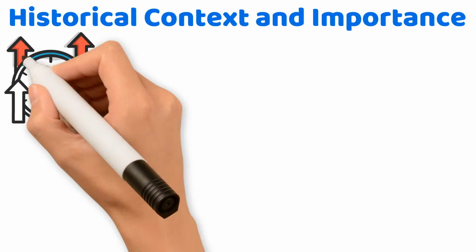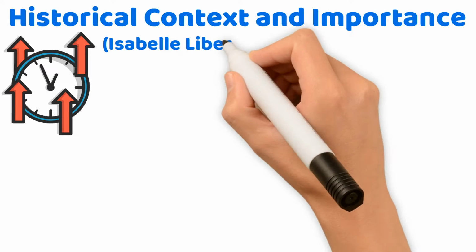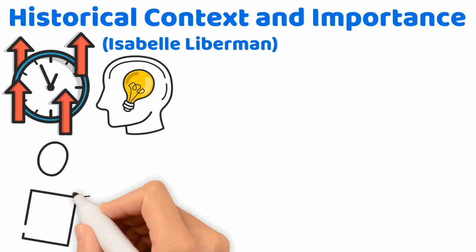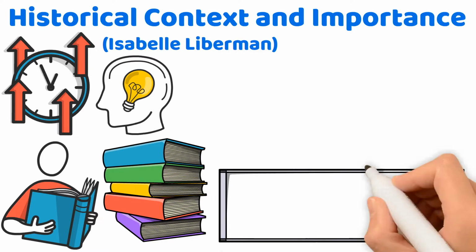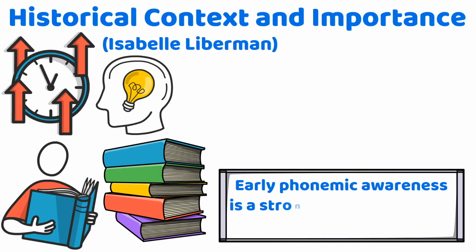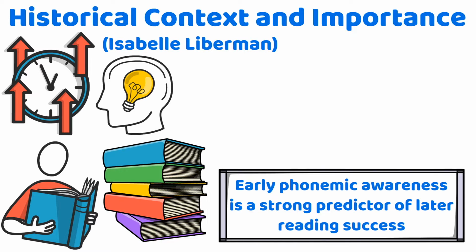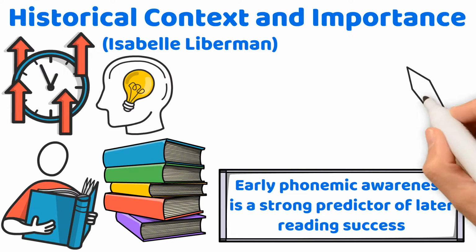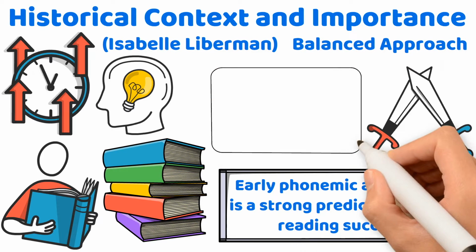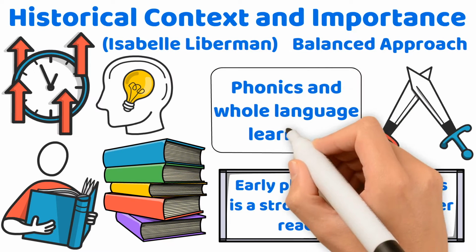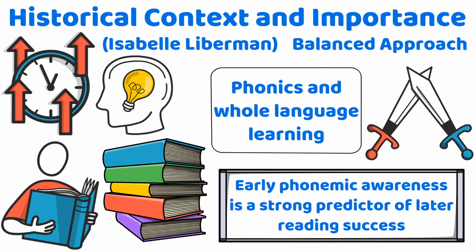In the late 20th century, researchers like Isabel Liberman illuminated phonemic awareness's vital role in reading and spelling. Their pioneering studies established that early phonemic awareness is a strong predictor of later reading success. This research bridged the gap during the reading wars, advocating for a balanced approach that includes both phonics and whole language learning, with a strong emphasis on the sounds of language.